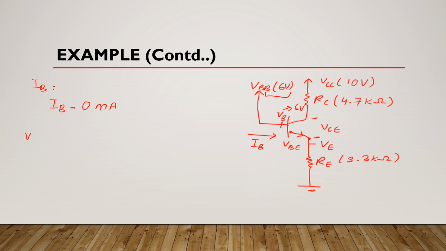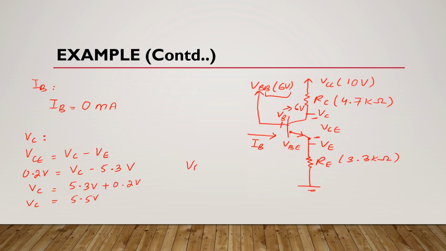Now we will find the nodal voltage at collector VC. We know that it is present here. We know that VCE is equal to VC minus VE. If this VCE is 0.2 volts, and we know that VE is 5.3 volts because we calculated it in our previous slides, now if we rearrange this equation, we get VC is equal to 5.3 volts plus 0.2 volts, and it will give you 5.5 volts. So this is the value of VC.